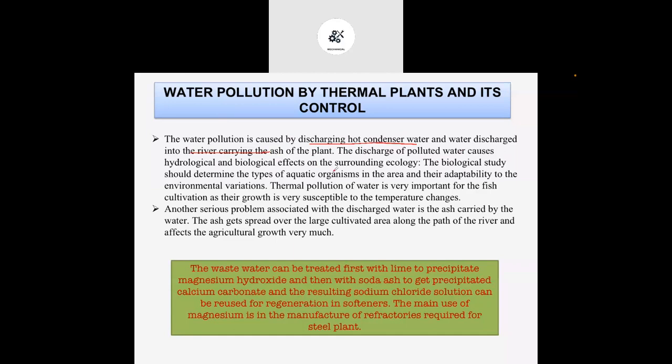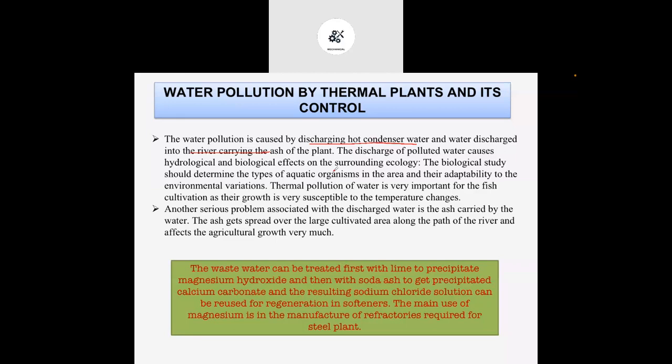Okay, so this discharged polluted water causes hydrological as well as biological effects on the surrounding ecology, because the quality of the water will be degraded, and that is going to affect its biological side, or we can say the ecosystem of the water. It is also going to affect the hydrological properties of the water, meaning its pH level will vary. Sometimes that water will become more acidic, so it is harmful to the water ecosystem which is present there.